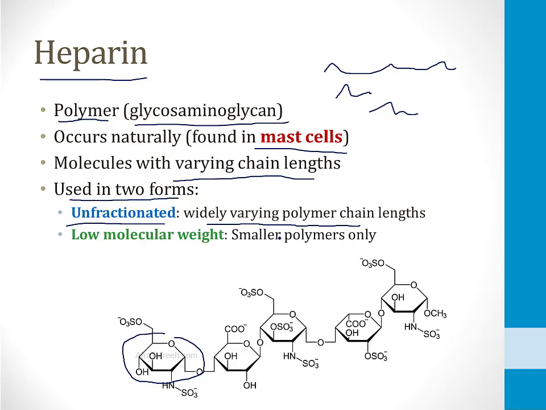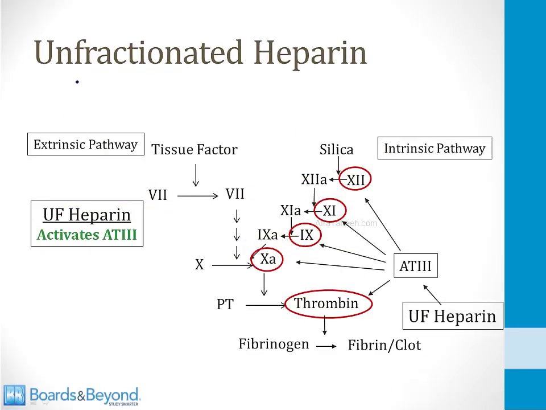The second way to administer heparin as a drug is to administer only the low molecular weight polymers. These are the smaller polymers only, and when you take out just the low molecular weight polymers, the drug has a different effect, and we'll talk about both of these in the next few slides.